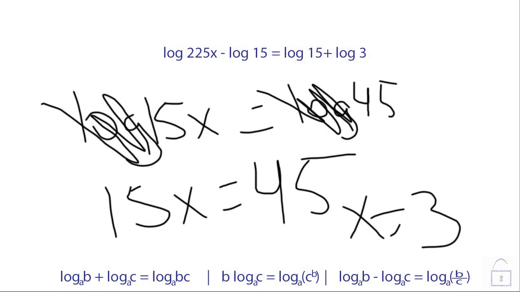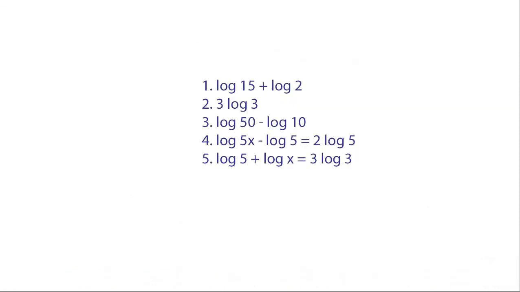All right, so I now have some practice problems for you guys to try. Here's the 5, and I'll have the answers in the description.